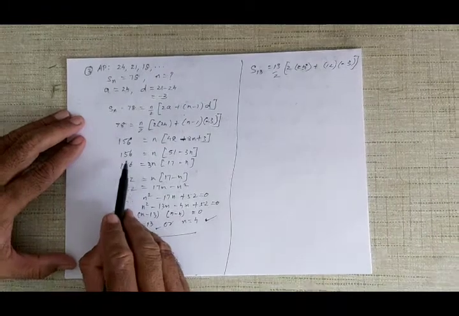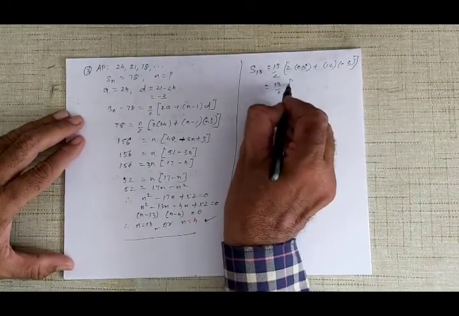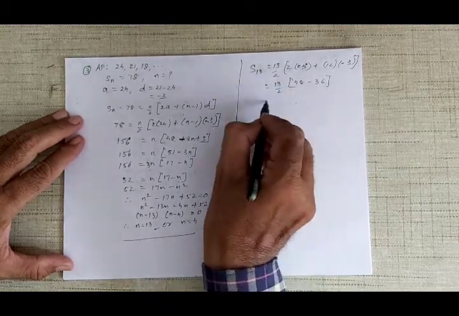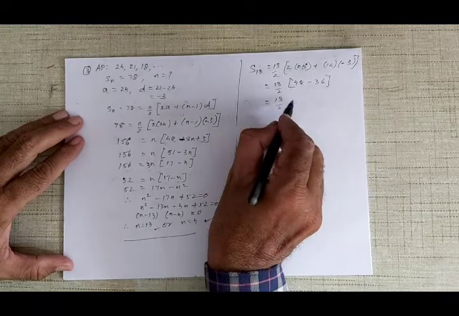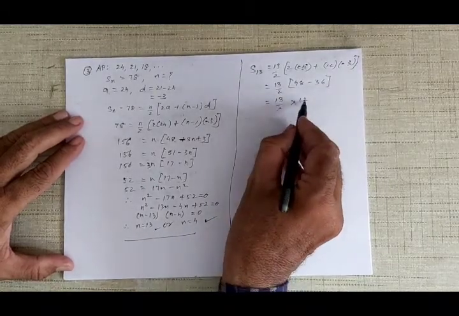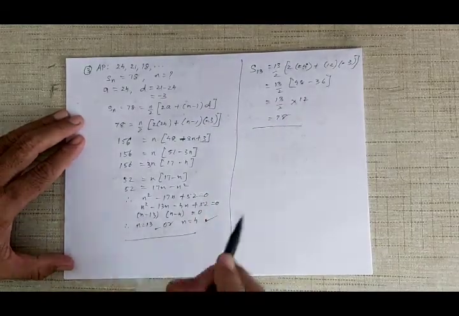Now how much should we get? 78 should come. Okay, so 13 upon 2, 24 2s are 48, minus 12 3s are 36. So 13 upon 2, 48 minus 36 is 12. 2 6 are 12, 13 6 are 78. Look, it has come. Okay, and it can come from 4 also.